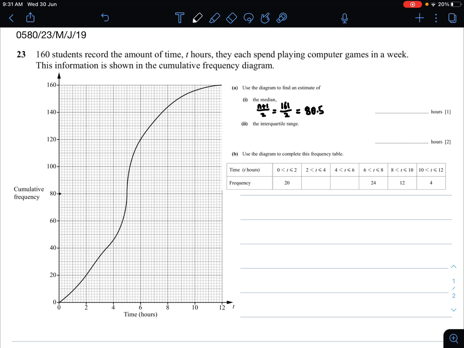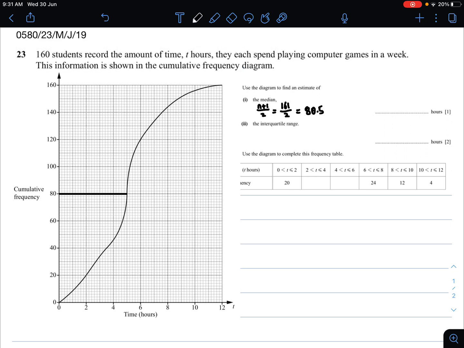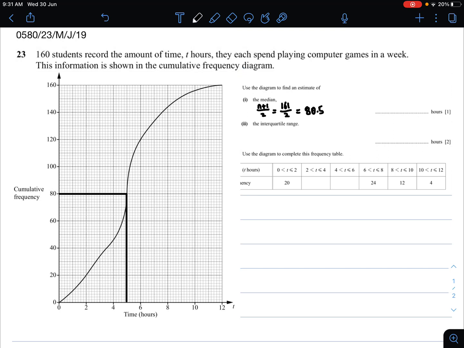So if we do that, we draw a line from 80 to where it connects to the graph, and you do the same thing and connect that point to the x-axis to know how much time it would take. So in this case it would take 5 hours. As you can see, it is intersecting the 5-hour mark. So your answer for part A1 would be 5 hours.